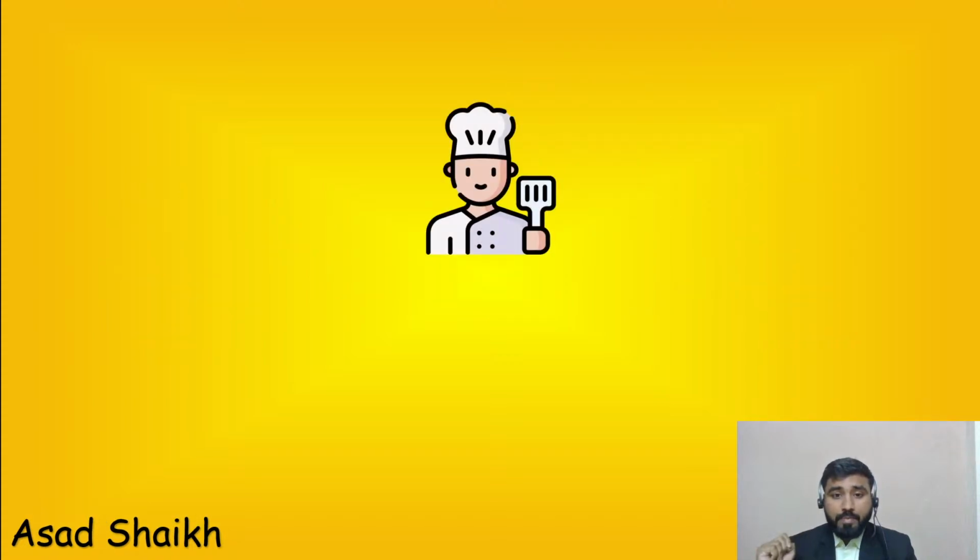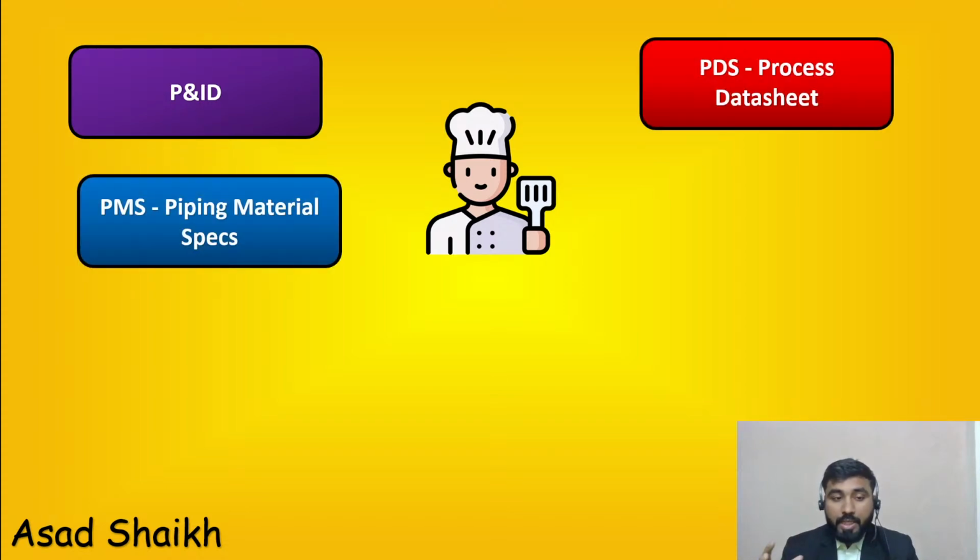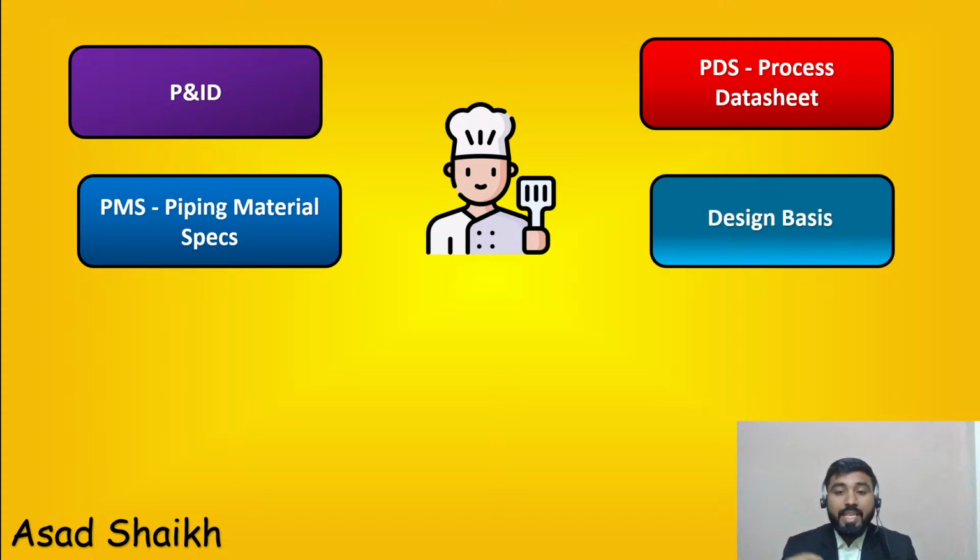Let us first start by understanding that, as a chef, you would have certain input ingredients required. For making a data sheet also, you would require certain input documents, for example P&ID, process data sheet, piping material specifications, and design basis. Once you have these available, it becomes easier to make your data sheet. So your first step is to gather all of these input documents. If you don't have any of these, then the first step is to have these documents, and the second thing is to verify them.